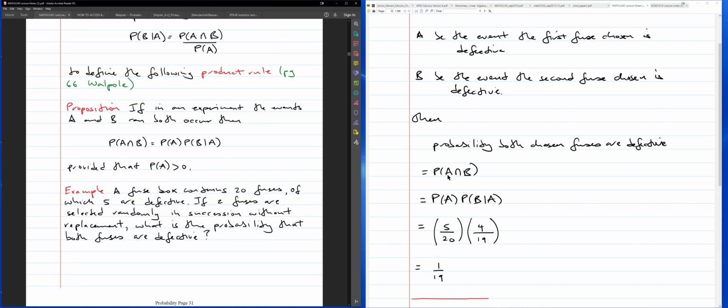So the probability of A intersect B is the probability of A multiplied by the conditional. So it's 5 on 20 times 4 on 19, which is 1 on 19.